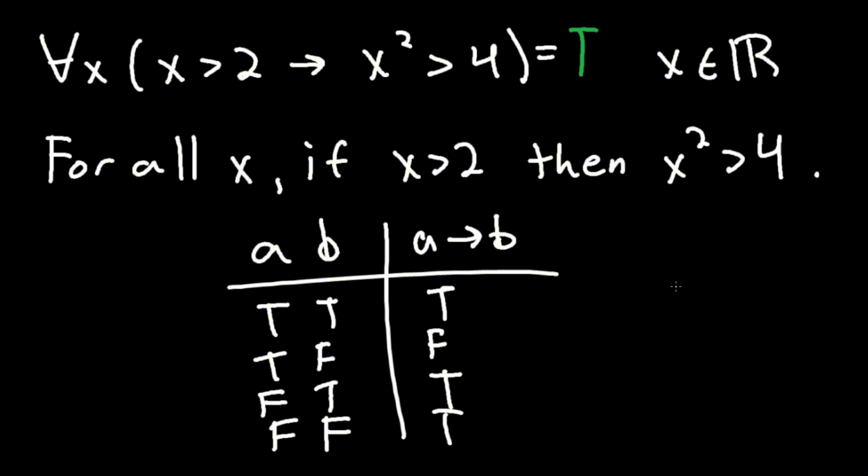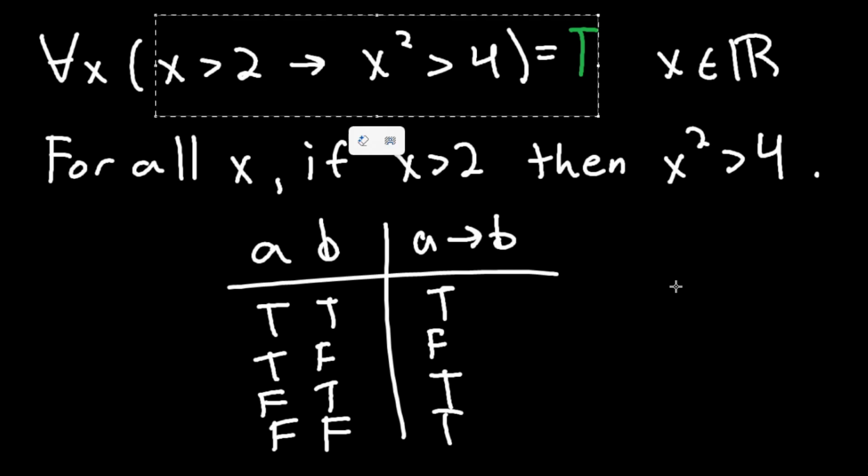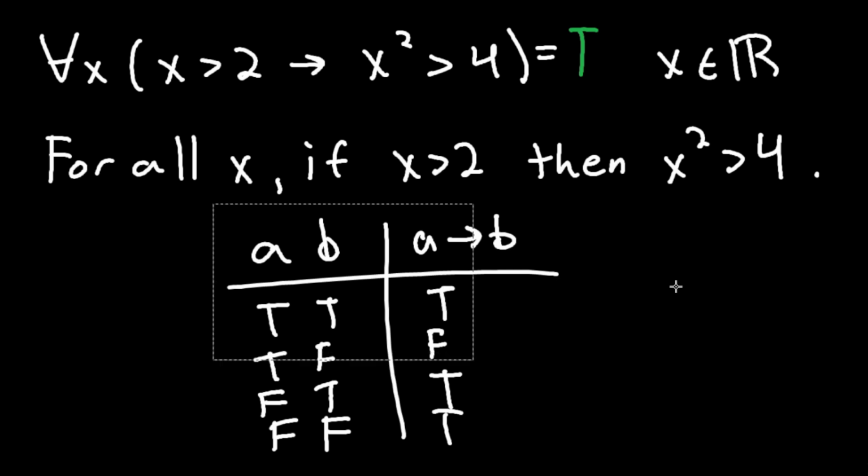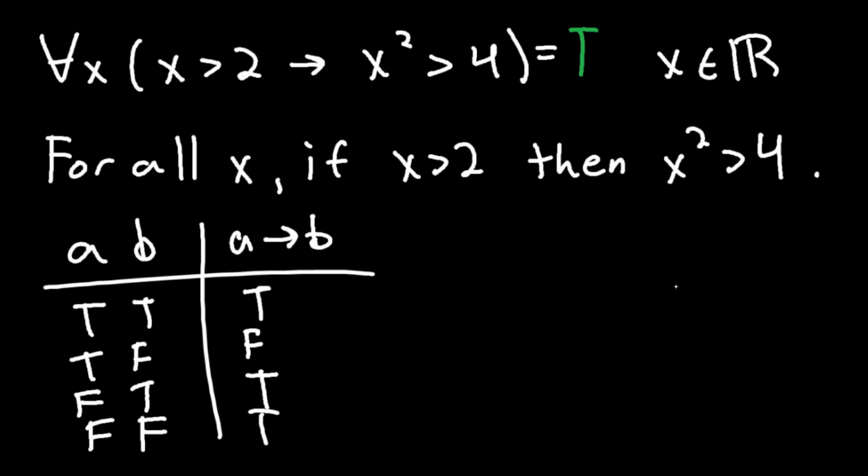And for the for all statement, we look for false values. If there's a single instance of a false in this conditional, then the entire thing is false, okay? But here's the thing. There's not a single case of this. Can you think of a real number that's greater than 2, but x squared isn't greater than 4? Right? Because that's the only case where this conditional is false.